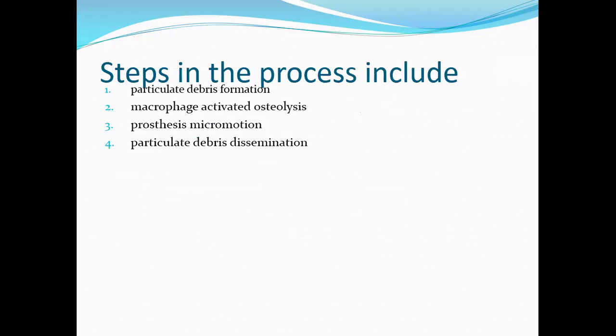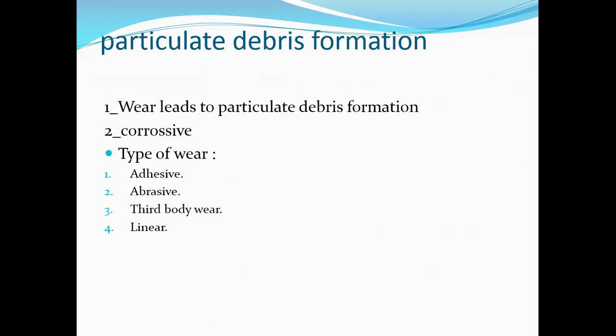The process includes 4 steps. It's a vicious closed cycle, increasing and progressive with time. It starts with particulate debris formation, macrophage activated osteolysis, prosthesis micromotion, and particulate debris propagation. From where does the particulate debris come? There are 2 sources. The most common is wearing, which leads to particulate debris formation, and corrosion, which is the electrochemical reaction of the metal. The wear is of 4 types.